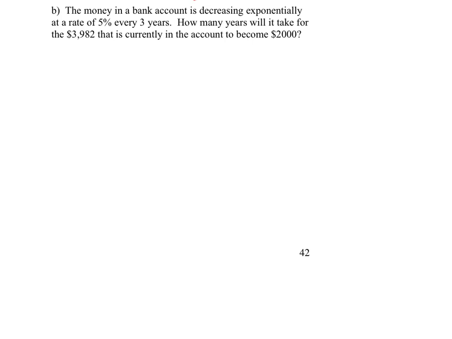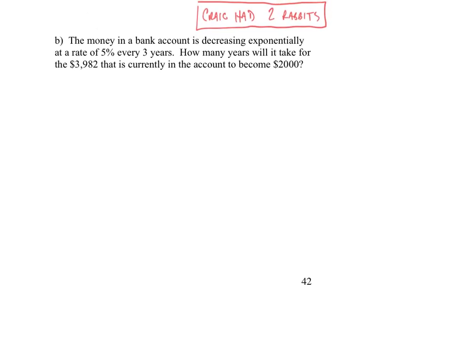So the money in a bank account is decreasing exponentially at a rate of 5% every 3 years. And that's important because that 5% isn't happening every year, it's happening every 3 years. That's the difference between what we're doing now and what we did yesterday. How many years will it take for the $3,982 that is currently in the account to become $2,000?